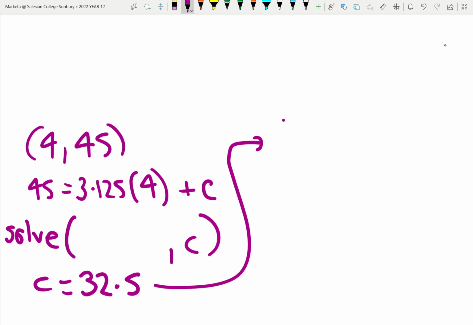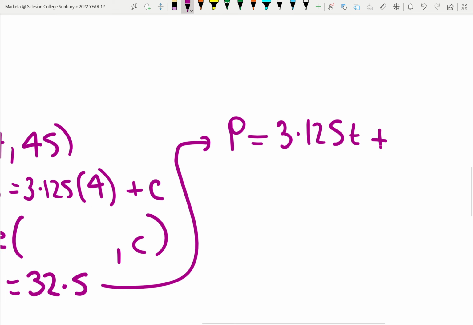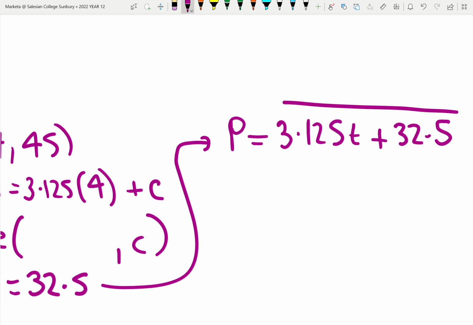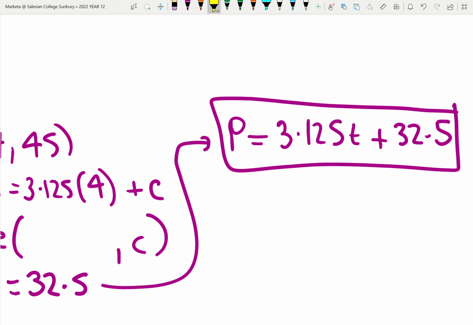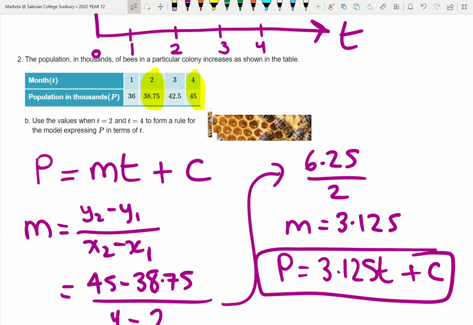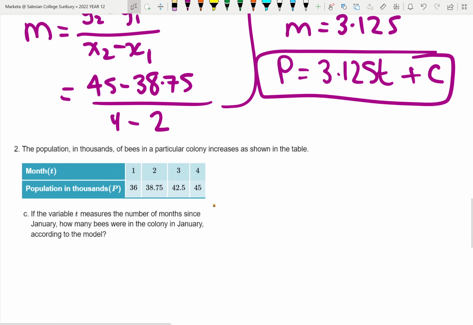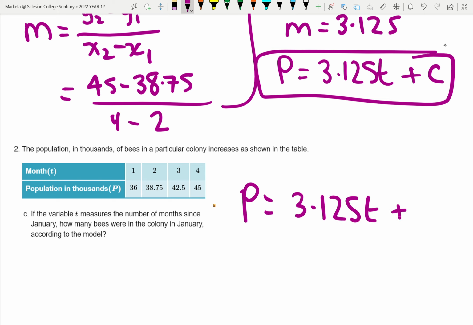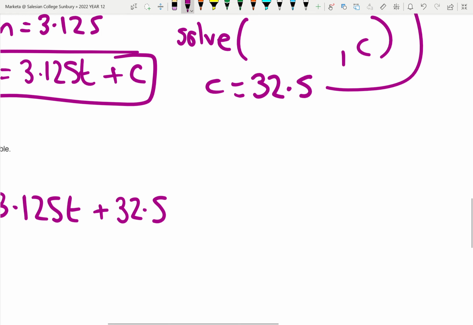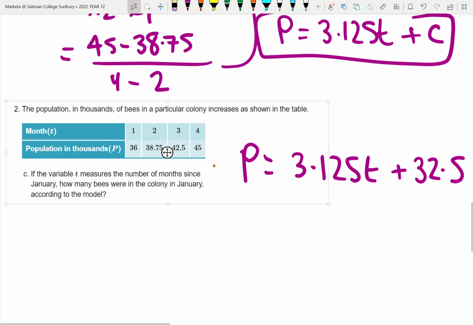So our equation is going to be the population is 3.125 times the time plus 32.5. It's a little bit long-winded there, but that is our equation. Again, I'm going to highlight it or box it or write it in red, something, so it's easy for the person marking it to find your answer. So we've got our rule. I'm just going to write that here. P equals 3.125T plus C, and that was 32.5, I believe. Yes. Okay, so now I can see that, so we can use it.